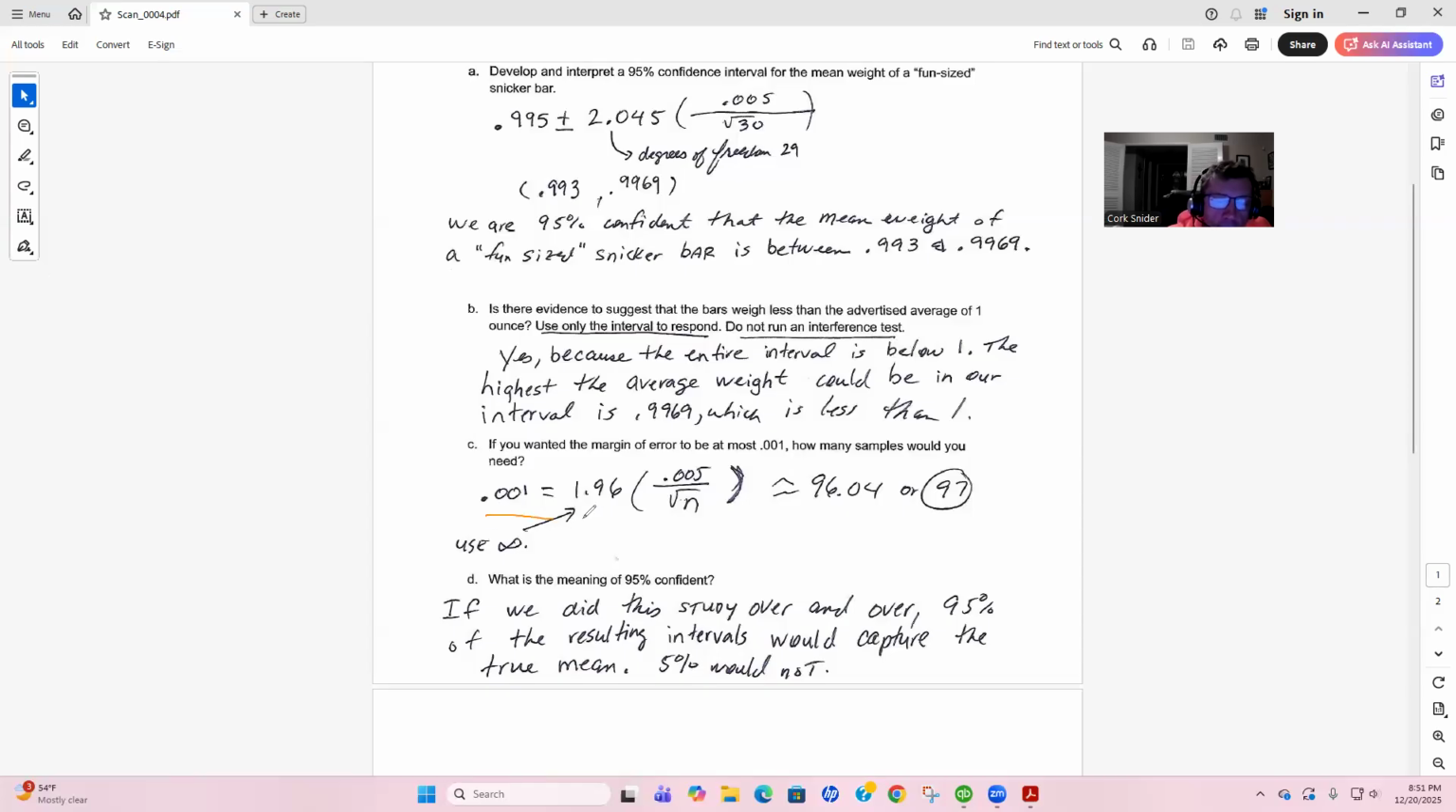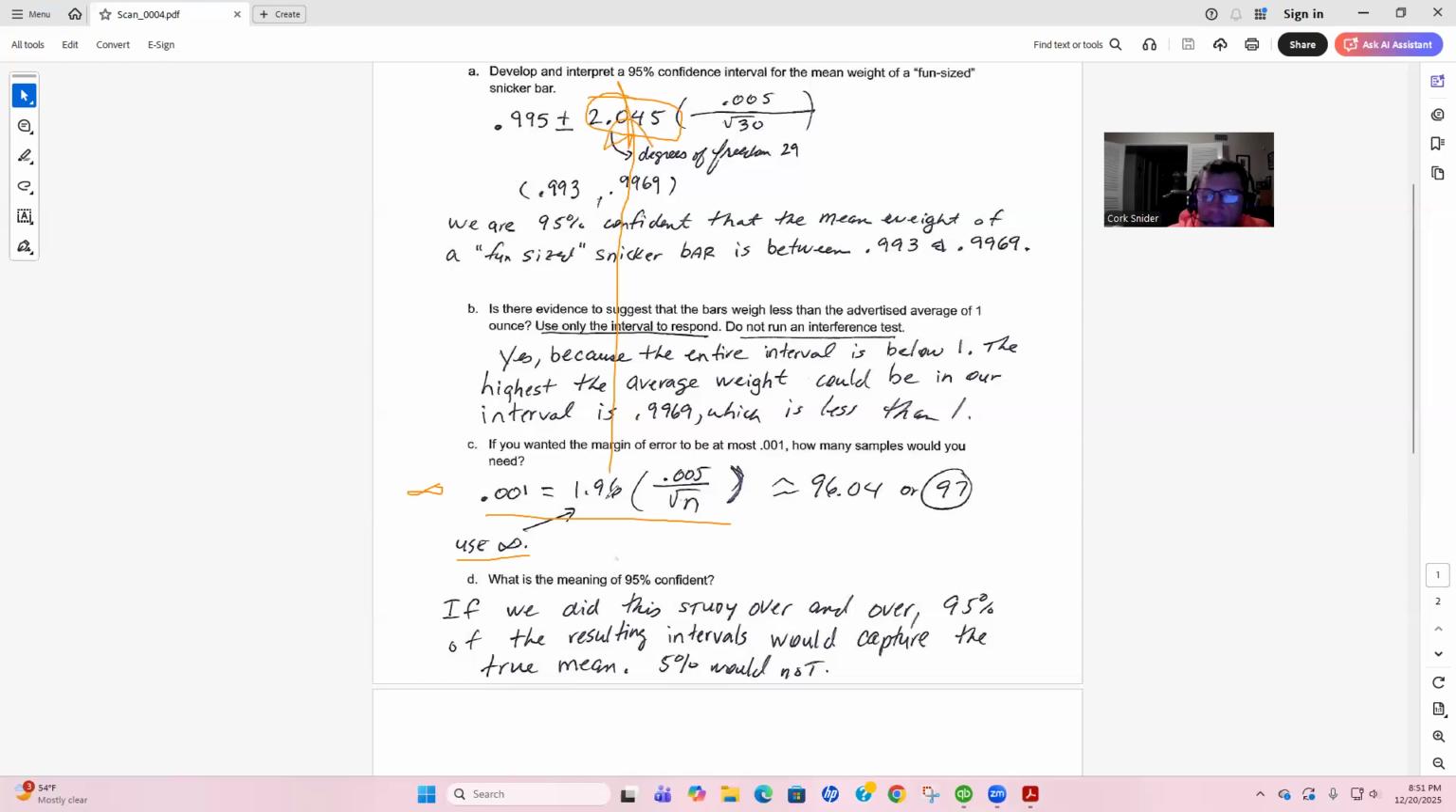So just set it all up. Now notice I use 1.96, not this. Common mistake that kids will make. The reason is because this number is for degrees of freedom 29. I've got to use the generic number. It's the infinity number, which I wrote here, the infinity number at the bottom of the page.